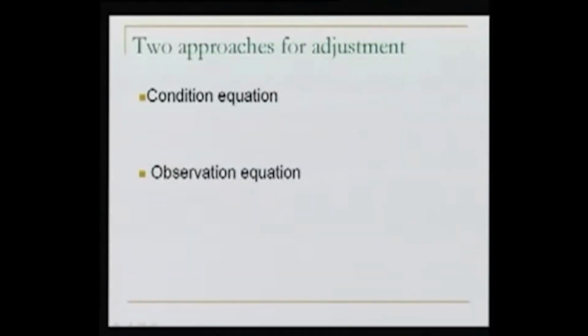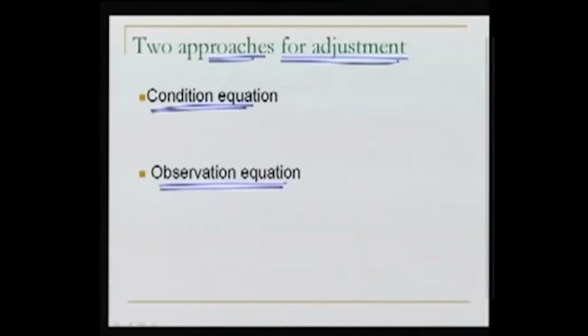Now we will go for our approach for adjustment. We have 2 methods for carrying out this. We say the condition equation method and observation equation method. We will see them one by one, what these are. So first we will try to understand these. What is the concept of condition equation and what is the concept of observation equation? This is what we will try to understand now.